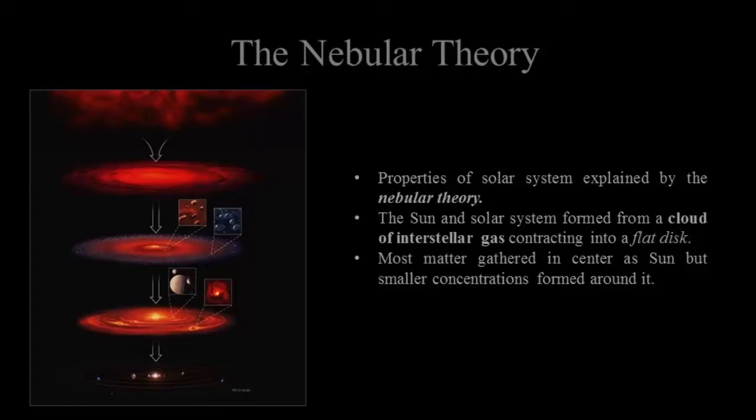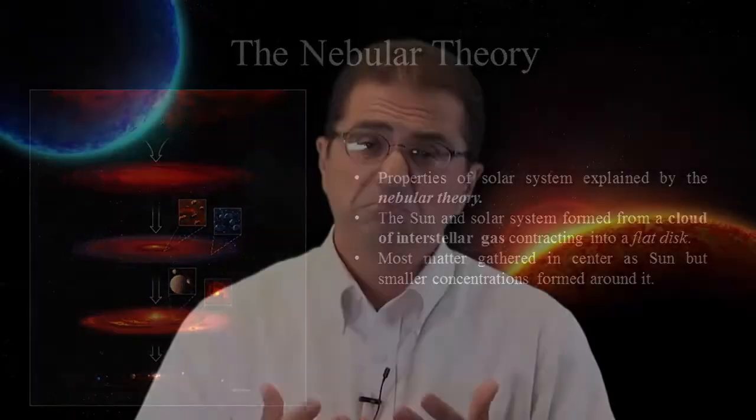Now, of course, over time, most of the matter in the solar system would end up in the center as our sun, and we certainly see that. Well over 99.99% of all the matter in the solar system is in the sun. But what about the planets and other objects? Well, the point is that these would form as smaller concentrations outside of the sun.